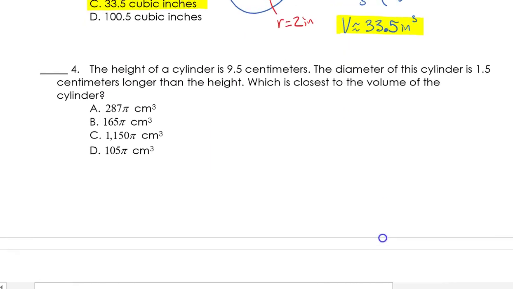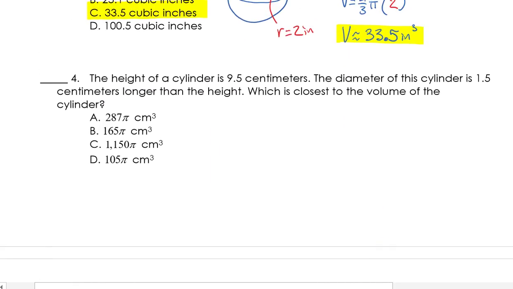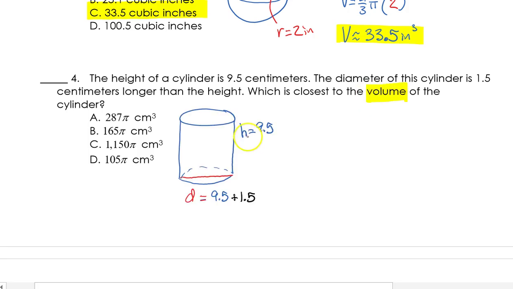Question number 4. The height of a cylinder is 9.5 centimeters. The diameter of this cylinder is 1.5 centimeters longer than the height. What is the closest volume of the cylinder? Let's again draw a sketch and fill in our information. Given our height 9.5, the diameter being 1.5 centimeters longer means we're going to add on 1.5 centimeters, which gives us a new diameter of 11 centimeters, or more importantly, the radius is 5.5 centimeters.